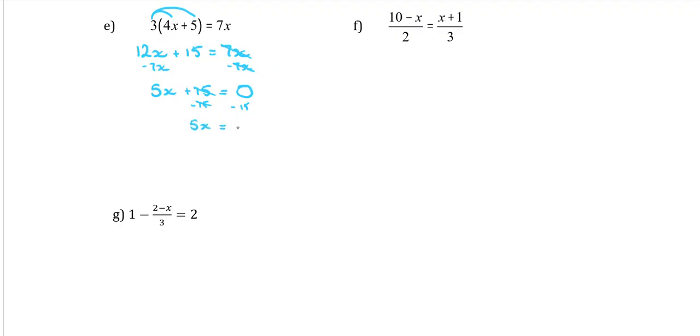5x equals 0 minus 15, which is minus 15. Then divide by 5. x equals minus 15 divided by 5, which is minus 3.